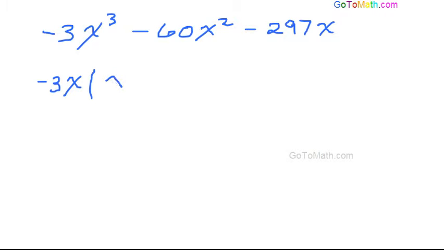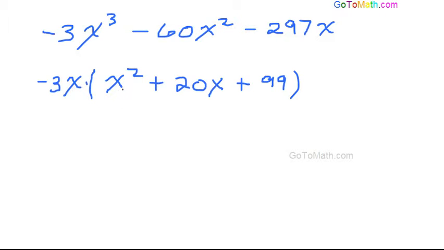So we pulled out a negative 3 and an x. We're going to be left with an x squared. We pulled out a negative, so that's going to make that a positive. And 3 goes into 60 how many times? 20. Pulled out an x, so we're left with 1x. And since we pulled out a negative, that's going to make that sign positive. And 3 goes into 297, 99. And of course we pulled that x out.